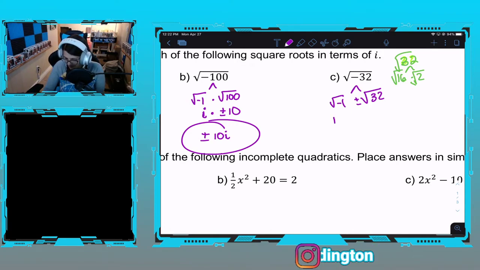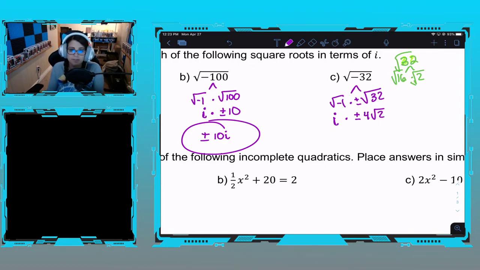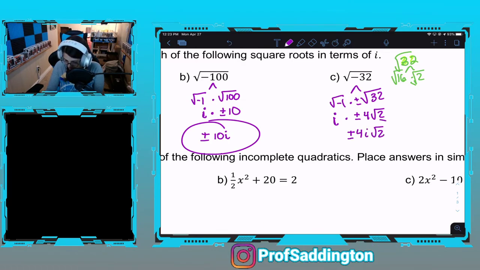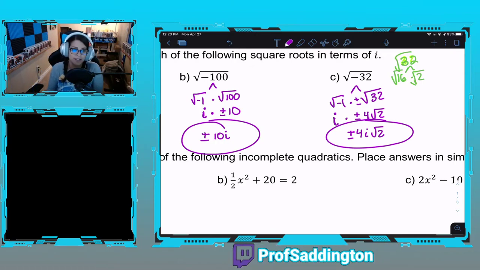So we have our I here, times plus or minus. The square root of 16 is 4. And then that radical 2 is not going to simplify. Radical 2, so I'm just going to put that all together. So we get plus or minus 4I radical 2. So this section right here, you are going to have your homework questions and Delta Math on it.